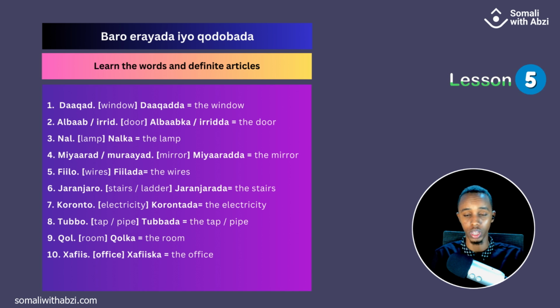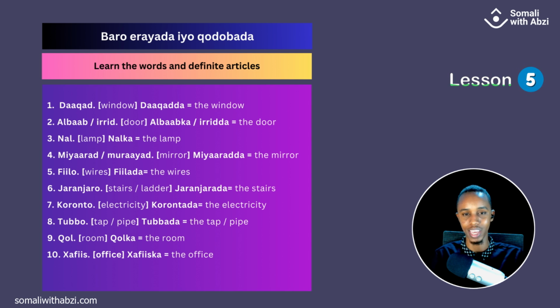So in Somali language, these definite articles are very useful. If you're going to say my book or my office, you have to first add the definite article. Then you add my. For example, daaqad is window. Then if you're going to say my window, you have to add the definite article first. Without that, you cannot say my in Somali. So daaqada will be the window.